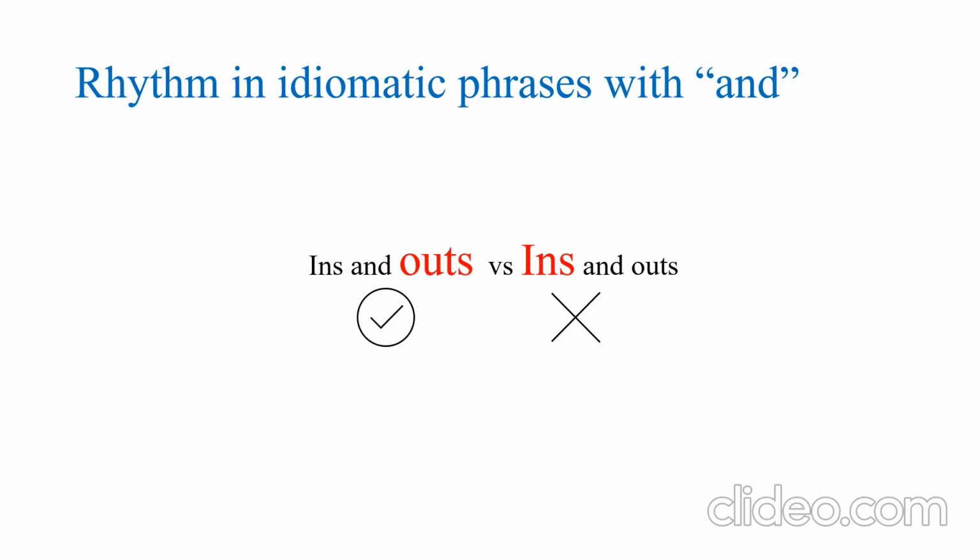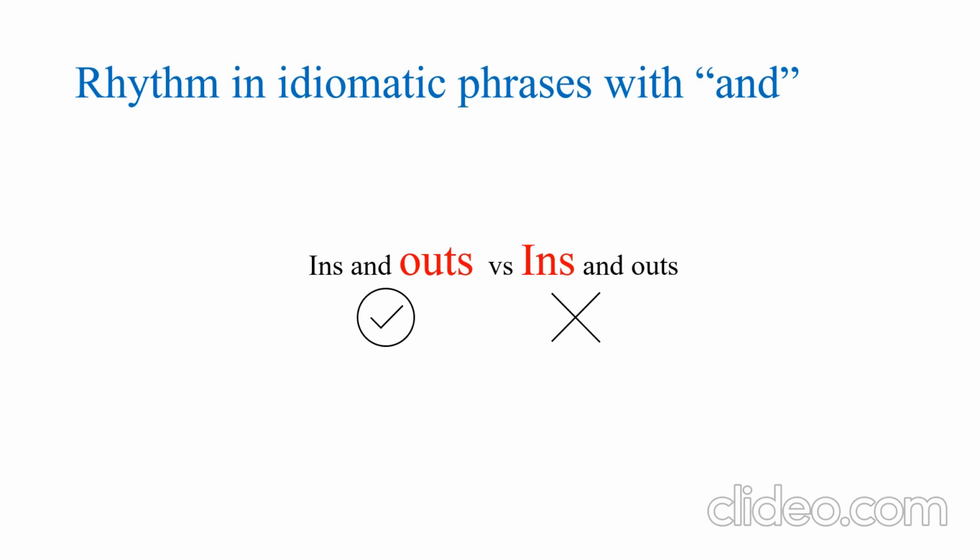Let's compare two examples. The first one is INS and outs, versus ins and OUTS. Well, as you notice, the first one sounds natural. It means it is the way that native English speakers are tuned to and accustomed to hear, and they'll easily understand what you as a speaker say.